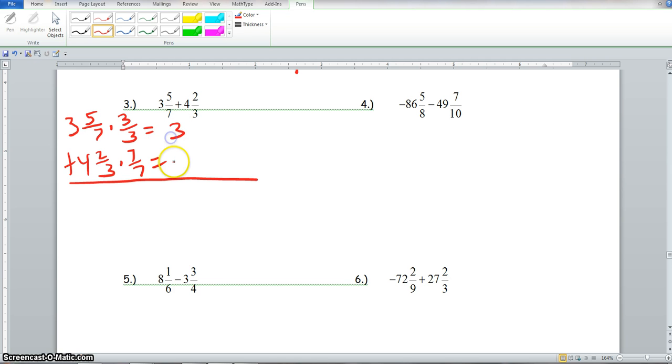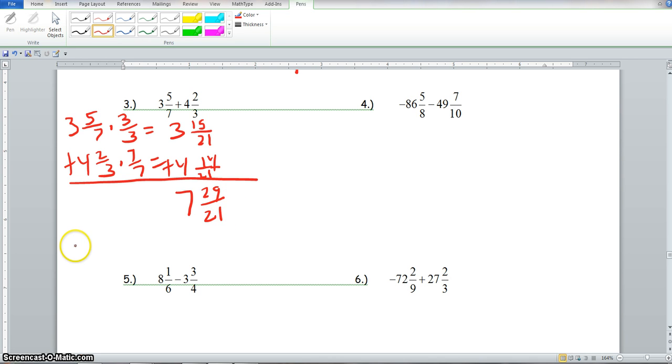We carry over the whole numbers. And 3 times 5 is 15. And 7 times 3 is 21. 3 times 7 is 21. And 2 times 7 is 14. So now we add them. 15 over 21 plus 14 over 21 is 29 over 21. And 3 plus 4 is 7. Now we know we cannot leave this as 29 over 21.